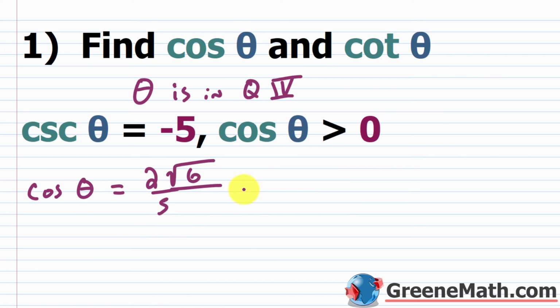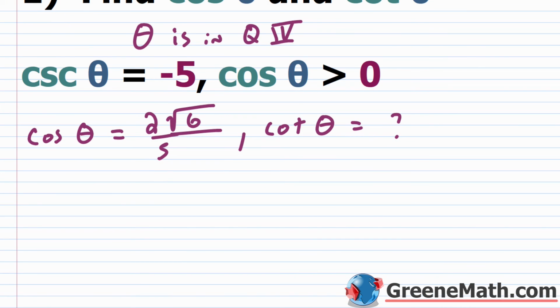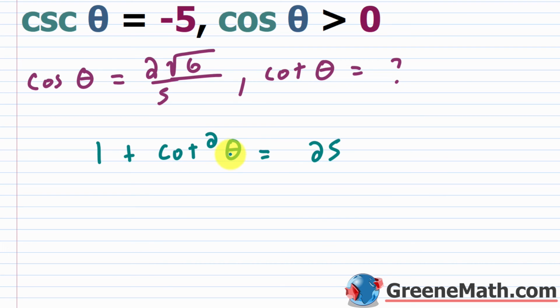So now we need to figure out what is the cotangent of theta. So I'll just put a question mark for right now. So what can we use to figure this out? Well, just look through your Pythagorean identities that we talked about, and you have one where it's 1 plus the cotangent squared theta is equal to the cosecant squared theta. Well, in this case, we know that cosecant of theta is negative 5. So if I squared that, it would just be 25. So let me plug in a 25 there.